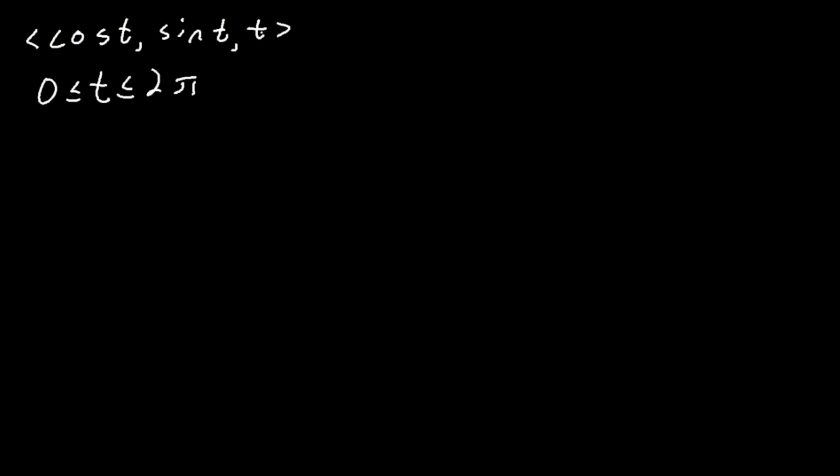Okay, this next problem is going to be cosine of t, sine of t, and t. And our bounds are 0 to 2 pi. And I'll just clarify this is r of t. So what was our formula? I'll write this down here. The integral from a to b of the magnitude of r prime.